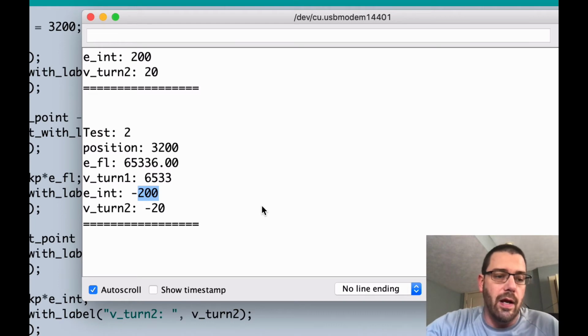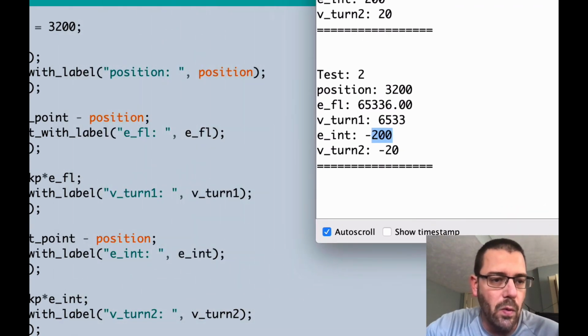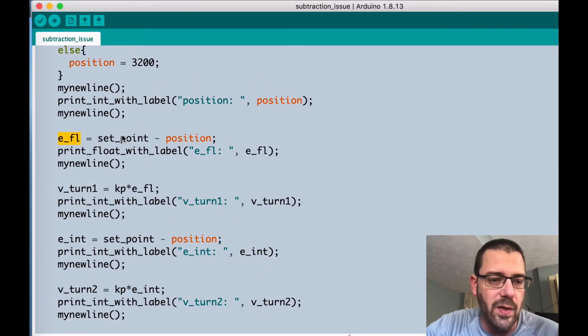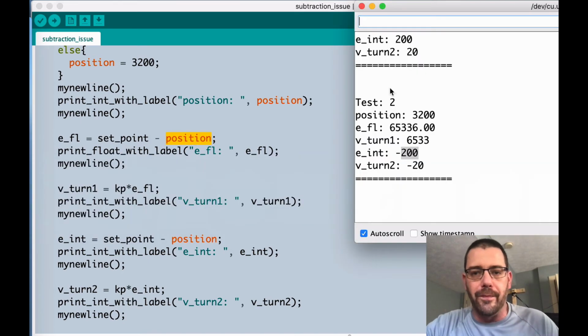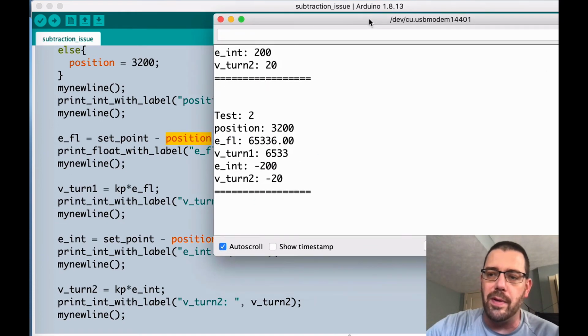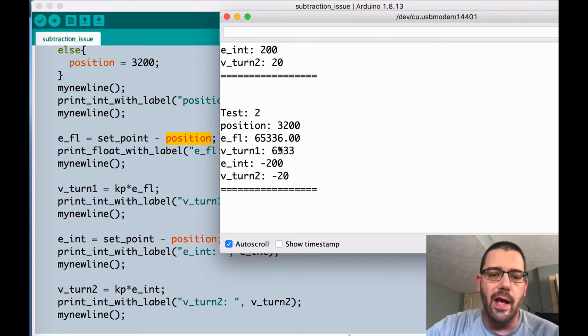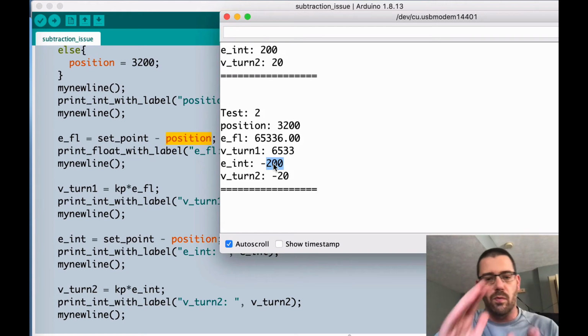But again, it's kind of a weird perfect storm of variable types. We're taking a float and setting it equal to an int minus an unsigned int, where the unsigned int is larger. And so for the floating point error, I think that's some kind of 2's complement thing that went awry and made a mess. Even though we're trying to do feedback control, the difference between a positive voltage and a negative voltage is a big deal. Our robot's turning the wrong way.